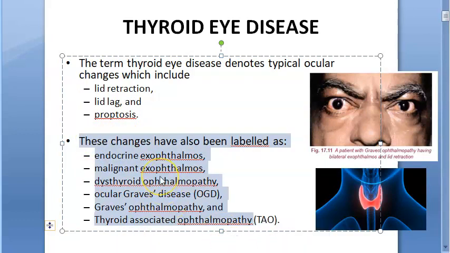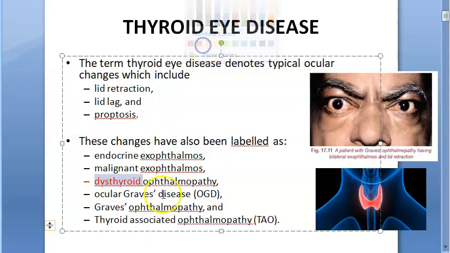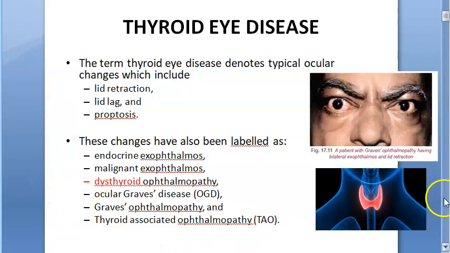Thyroid eye disease is also called by all these names. Endocrine exophthalmos. See, exophthalmos means what? Exophthalmos is a type of proptosis, and if it is because of thyroid, they use this term. So it is endocrine exophthalmos, malignant exophthalmos, dysthyroid ophthalmopathy, ocular Graves' disease. Graves' disease, you know, right? And this is the ocular part of that Graves' disease. Graves' ophthalmopathy, thyroid associated ophthalmopathy. Same condition, a lot of names.